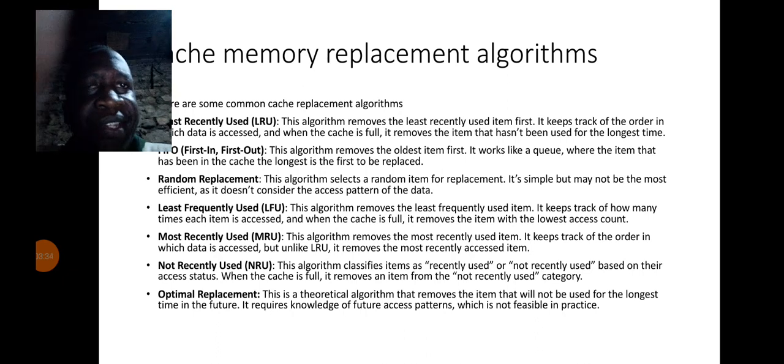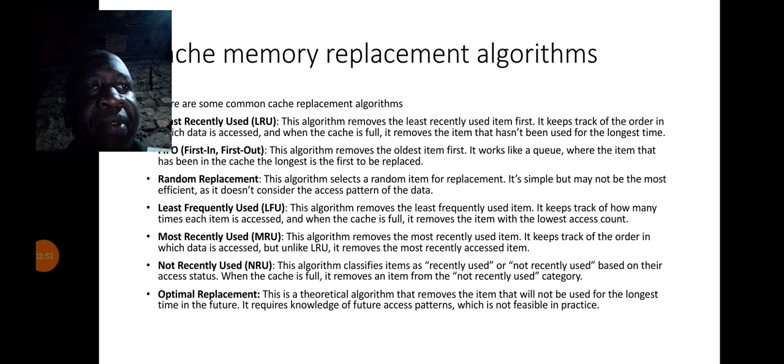The fourth one is the least frequently used. This algorithm removes the least frequently used item. It keeps track of how many times each item is accessed, and then when the cache is full, it removes the item with the lowest access count.